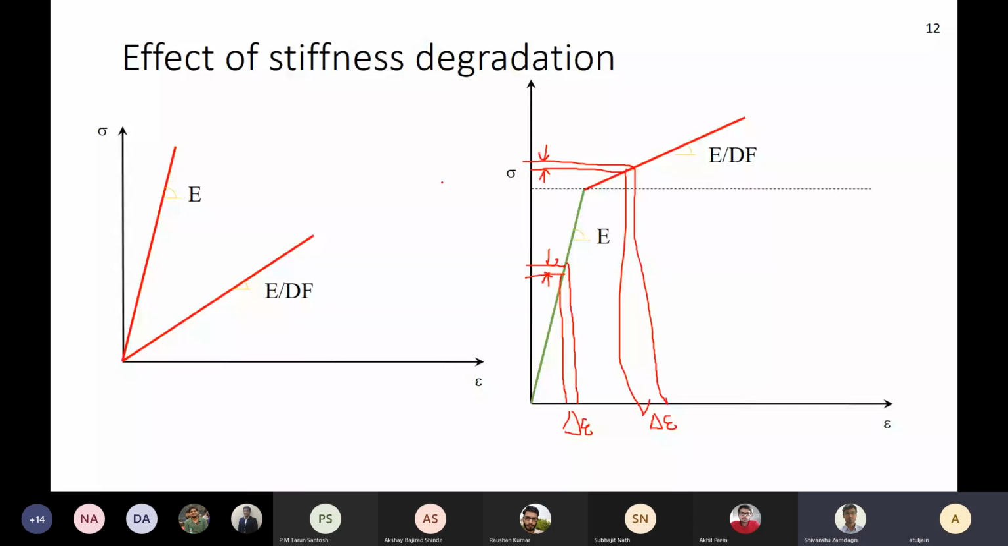And sir, how do we quantify this damage factor df? Because we don't know how much damage has already happened. That we will discuss in the coming slides. Okay, sir.